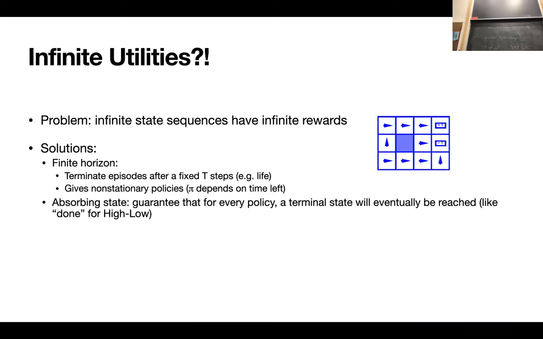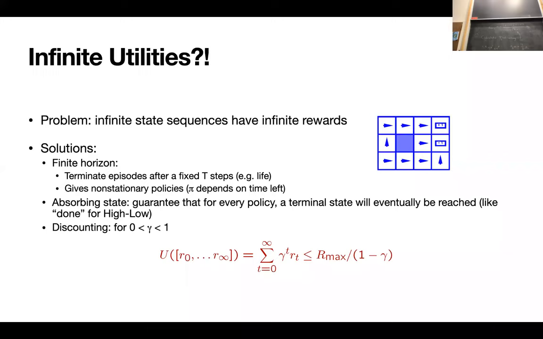We can also have other options. For example, we can have an absorbing state. For every policy, we can ensure that there's a terminal state that exists and will be reached eventually. That's another option. And of course, we can also do this discounting. If we do the discounting of utilities, then the total utility of all these rewards, R0, R1, up to R infinity, will be a sum from t equals 0 to infinity of gamma to the power of t times rt. So this is the formula for the discounted utilities.